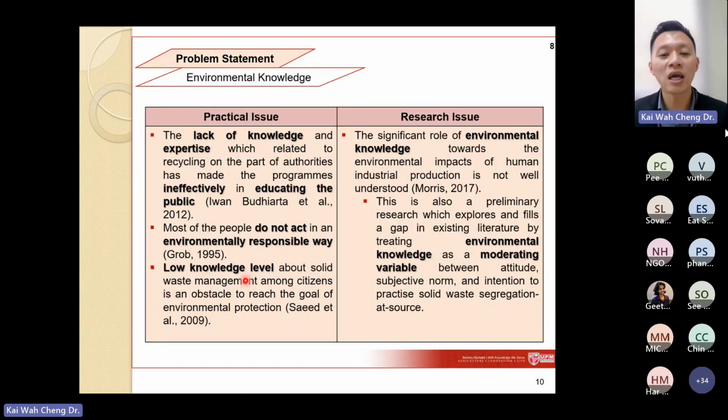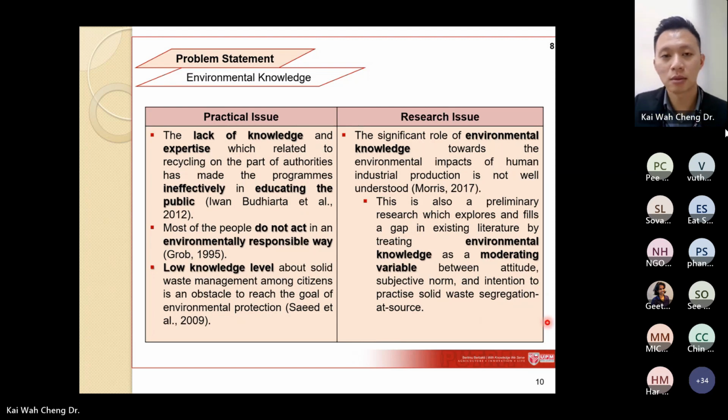So this is the reason why I conducted a research on recycling. You need to have such information with you as well when you prepare your online articles or when you want to prepare your Master of Science or PhD dissertation. So this is an example of problem statements.